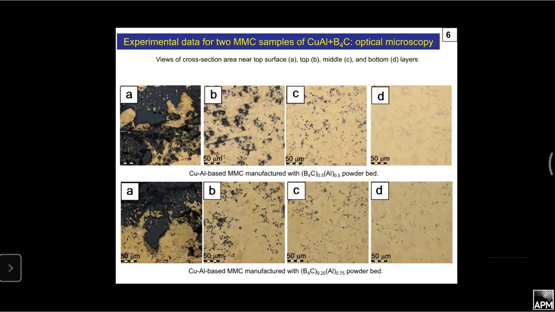Here presented some pictures obtained by optical microscopy of this material. These are cross-section areas, views of cross-section areas along the height of the sample. So A is the top surface layer, B is the subsurface layer, and C and D are the middle and bottom layers.